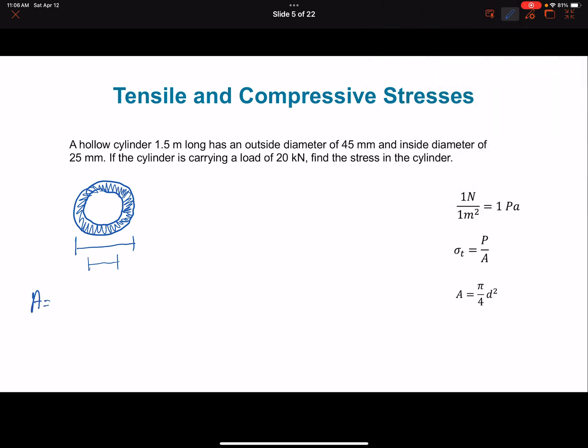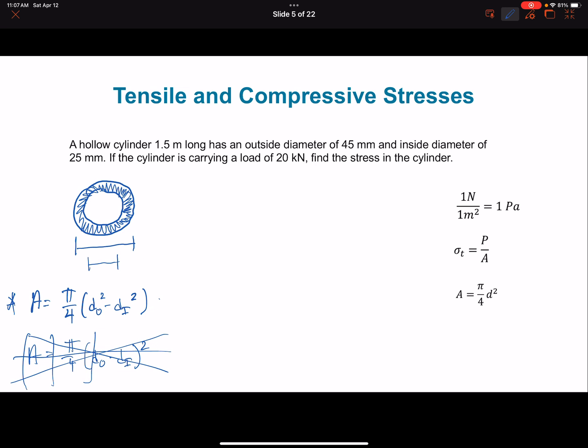The area in question is going to be pi over 4 times outside diameter squared minus inside diameter squared. That's how we find the area here. This is a lot different than area equals pi over 4 times (outside diameter minus inside diameter) squared. That is incorrect, because essentially this is just area outside minus area inside, and we factored out the pi over 4. That's how we came up with this equation right here. This one is bad and will get you the wrong answer, so don't use that.